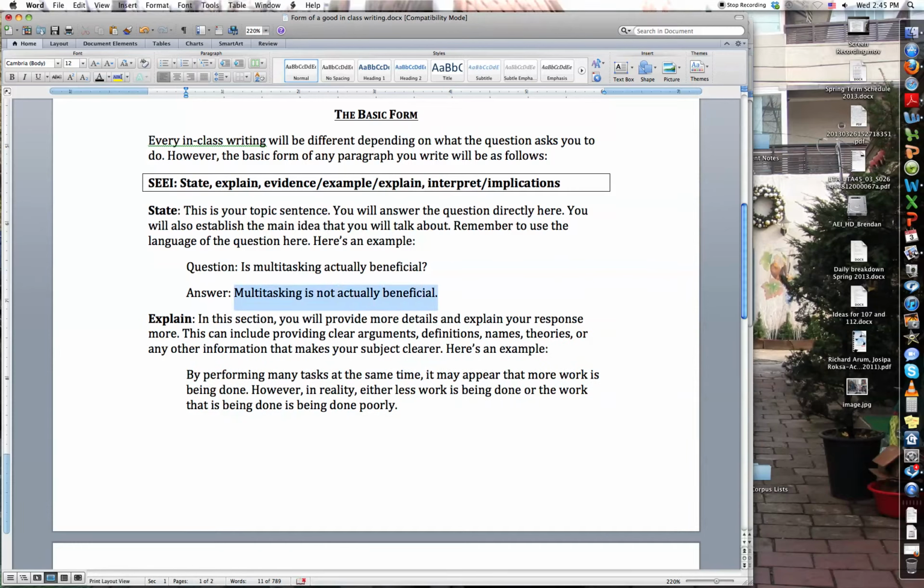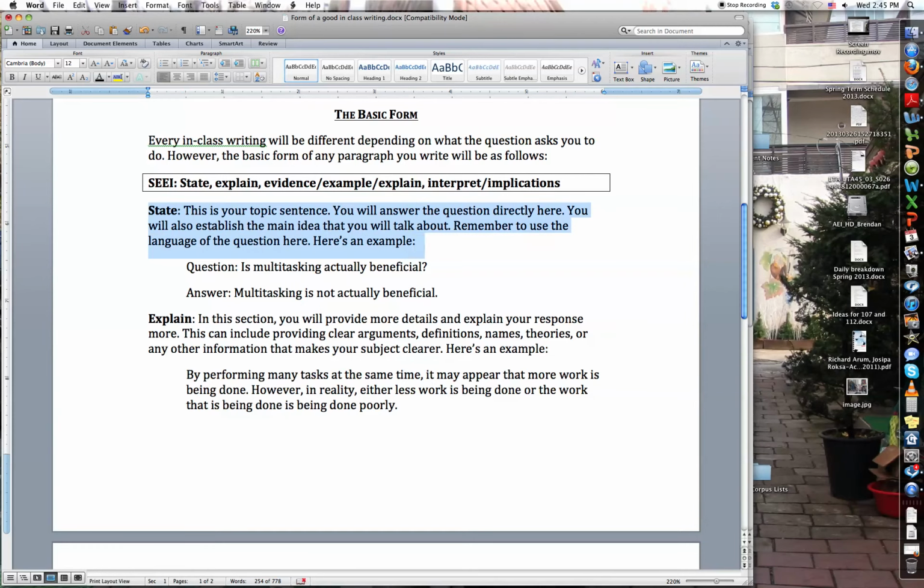Multitasking is not actually beneficial. Notice a couple of things. This is a direct answer to this question. Is multitasking actually beneficial? It's a very direct answer, and it's also maintaining most of the words from the actual question. Again, multitasking actually beneficial and is. All we've done is add one more word in there, not. That's what we mean by use the language of the question in the answer. So that's the first thing that goes in there.